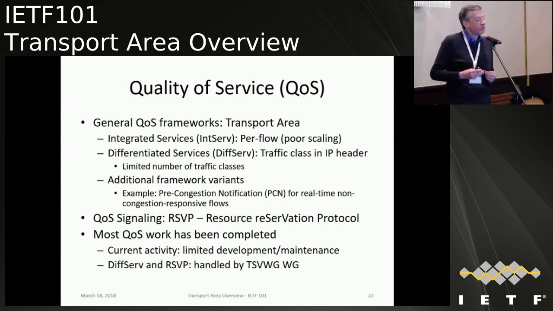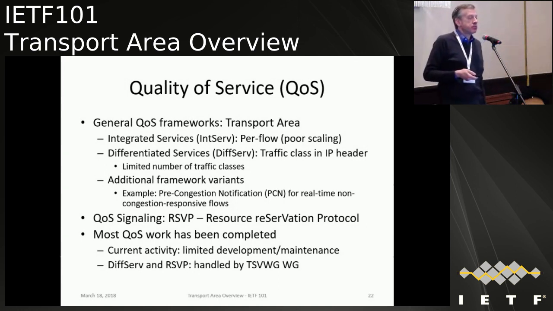And the result was very poor scaling. And so we've moved to something called differentiated services that puts a traffic class in the IP header. We have the problem at the other end of the spectrum now, which is that there are a limited number of traffic classes that can be used. And there are additional variants in QoS frameworks. One example is pre-congestion notification, which does capacity management for real-time non-congestion responsive flows.